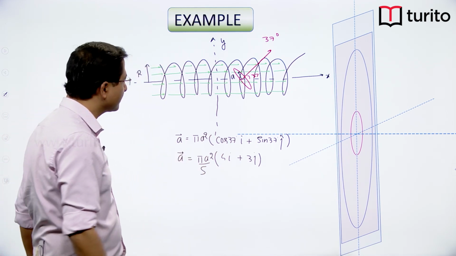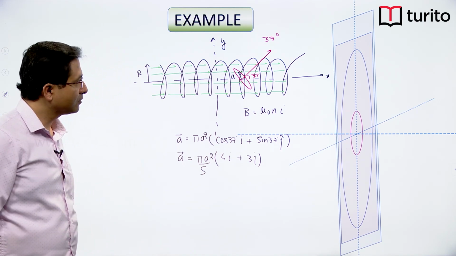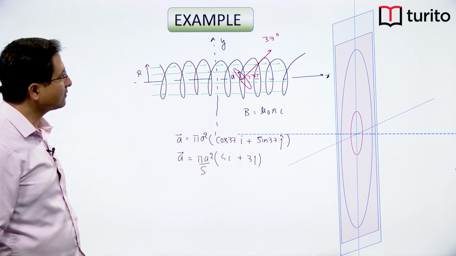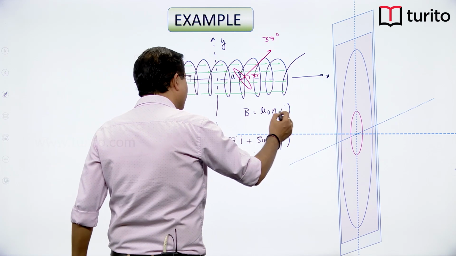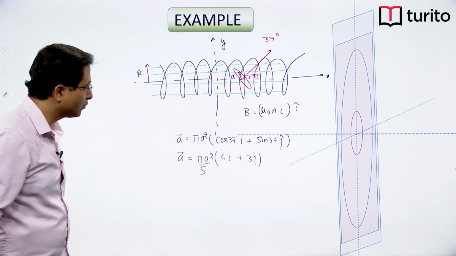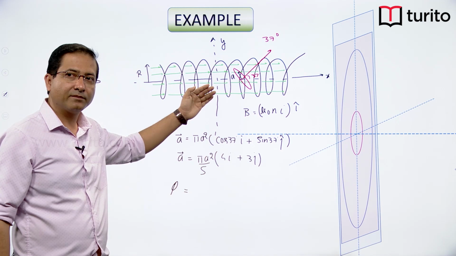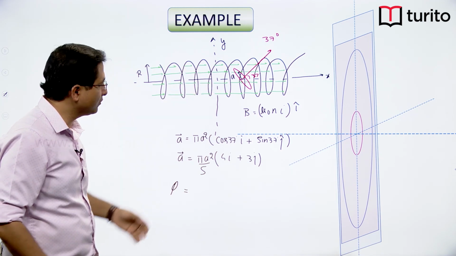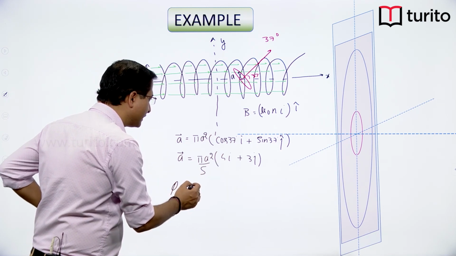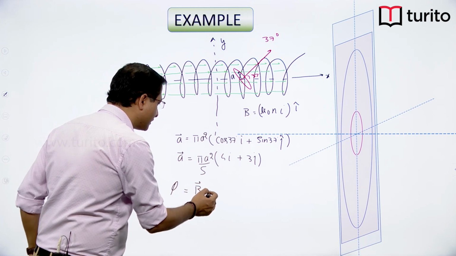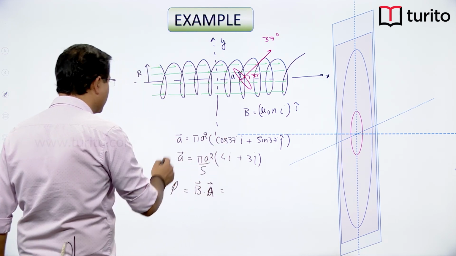What about the magnetic field? The magnetic field inside, B, is mu naught n I, and the direction of that is the magnetic field. You can see the magnetic field lines are along i cap. So mu naught n I i cap. Flux: as the magnetic field inside the solenoid at every point is the same, what we can do is write magnetic field into area, B dot A, area vector. So for the area vector, let's write capital A here.